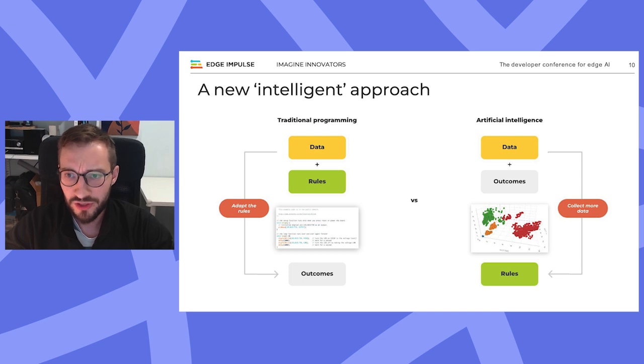So on the other side, we have artificial intelligence, and this new approach of building devices such that we have data and outcomes, and we can create these rules and iterate and make them better and better, which is much easier than putting fixed rules in our devices that are usually not well enough for a specific use case.